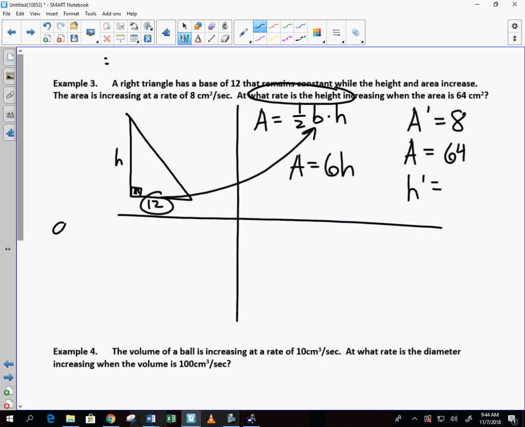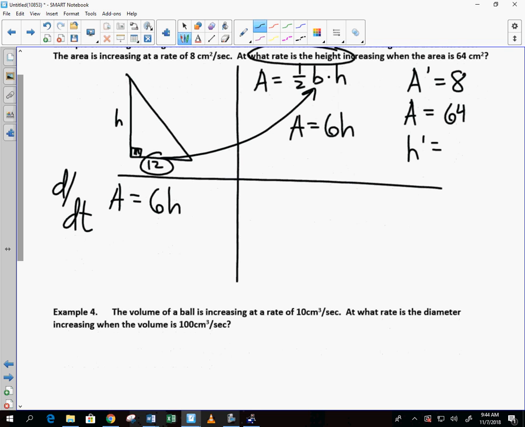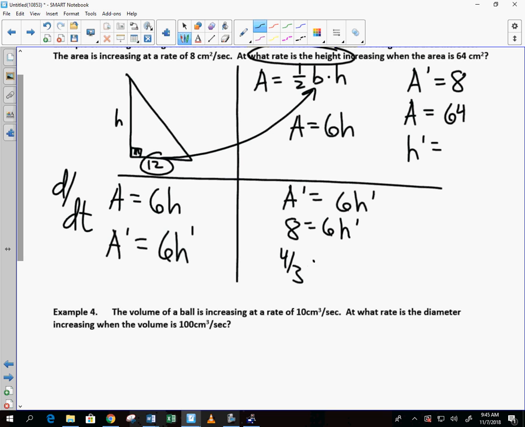So I have my formula, derivative with respect to time of A equals 6H. What is the derivative of A? What's the derivative of 6H? So I have A prime is equal to 6H prime. What is A prime? 8 is equal to 6H prime. Can I solve for H prime? Yeah, 4 over 3 centimeters per second is equal to H prime.